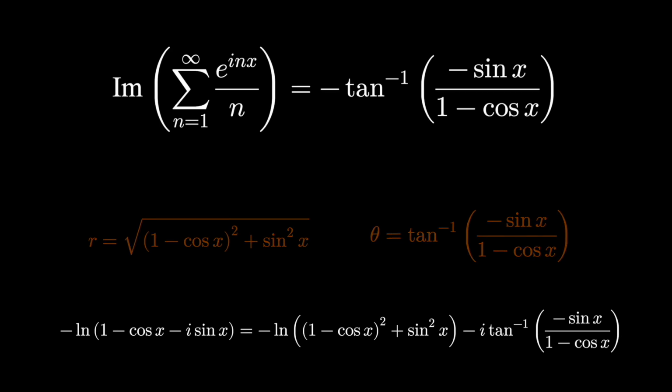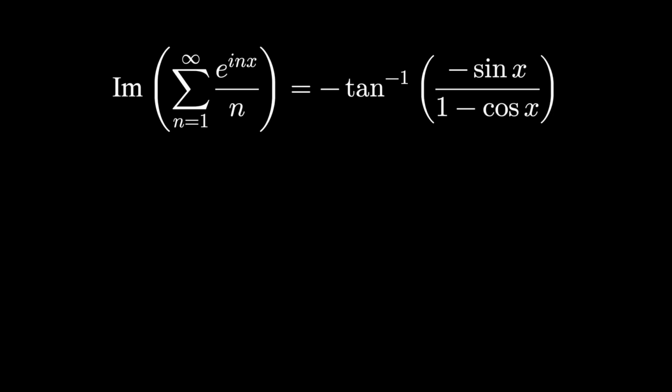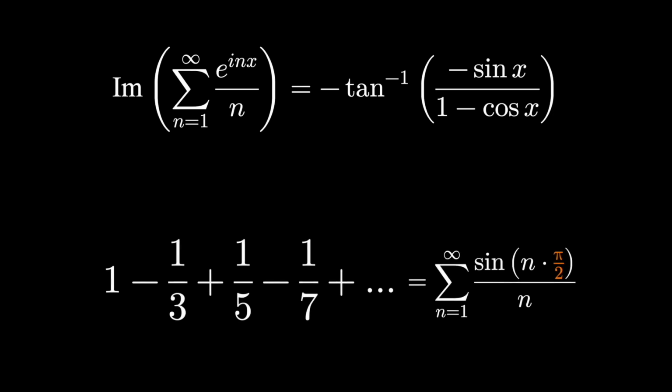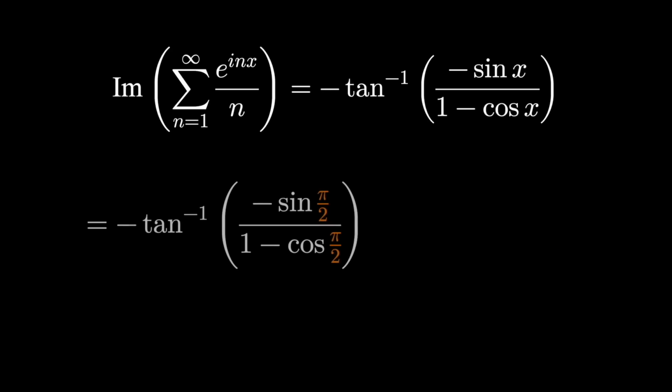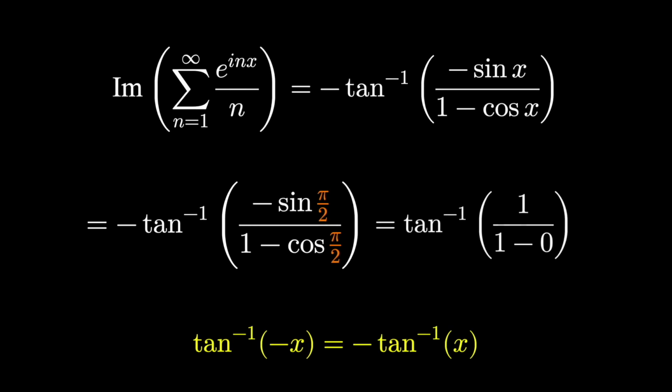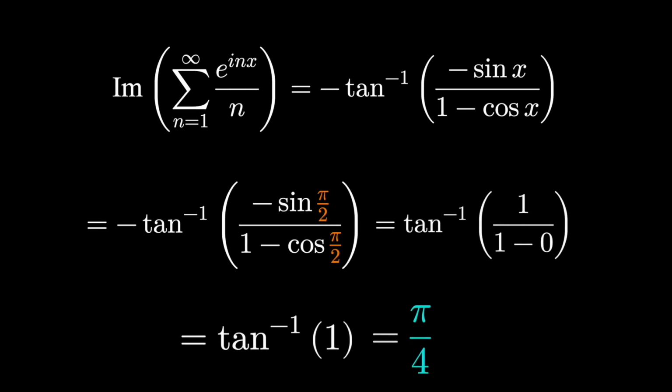And if you string this all the way back to the beginning, this was connected to the original series by substituting pi over 2. If we plug in pi over 2, we get that sum in question. We also plug in pi over 2 to the other side. That's inverse tangent of sine of pi over 2 over 1 minus cosine of pi over 2. Using a little bit of trig knowledge, that'll be inverse tangent of 1, which is pi over 4.